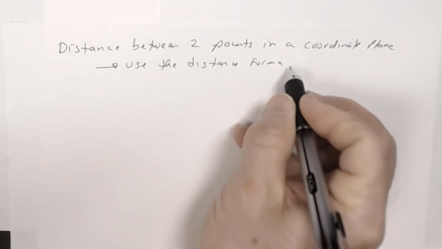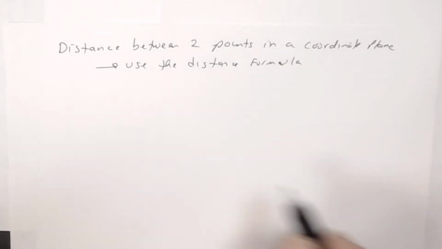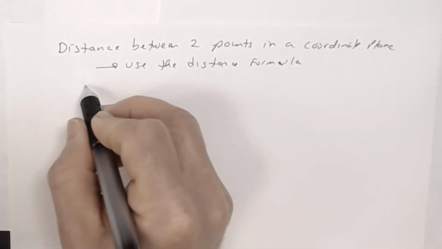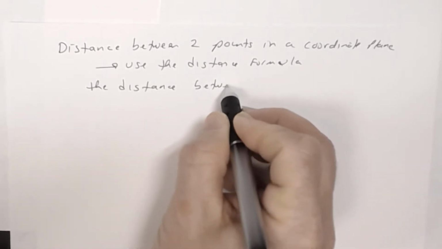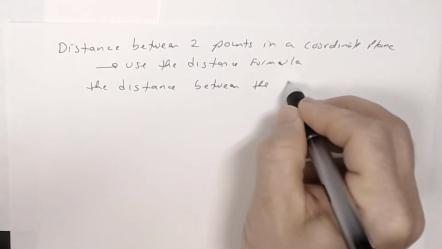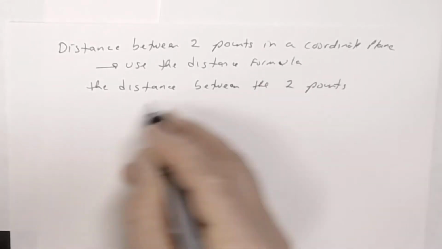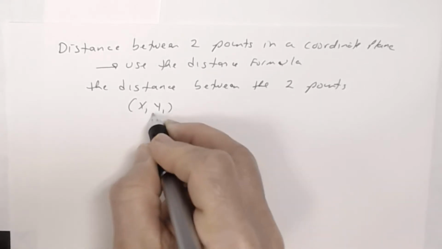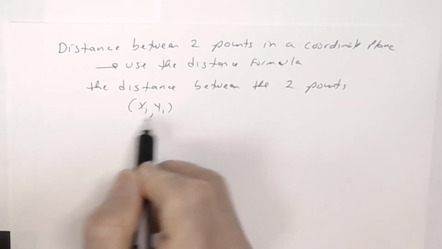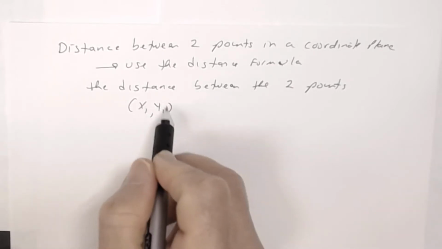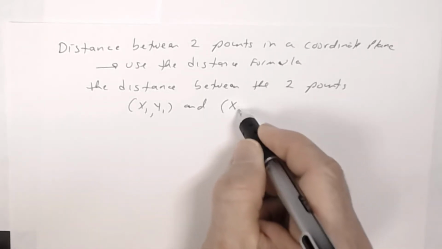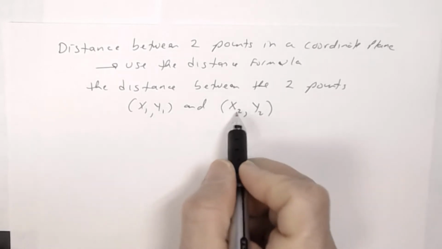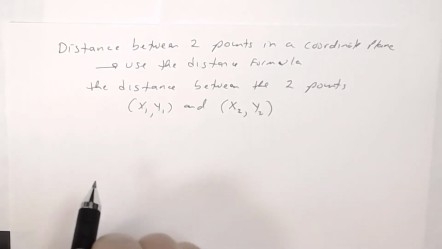Now the distance formula says this, that if you have 2 points in a plane, the distance between the 2 points, and I'm going to call this x1, y1. So this is my first point. The subscript represents the first point. So this is the x coordinate of the first point. This is the y coordinate of the first point. And let's say the second point, we're going to denote it as x2 comma y2. So the x coordinate of the second point, the y coordinate of the second point.